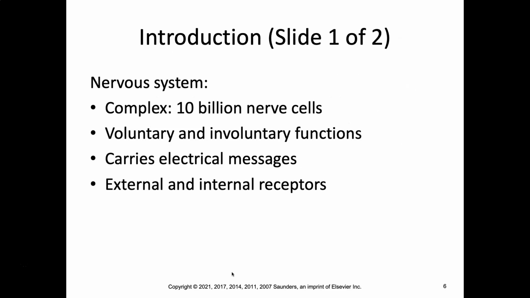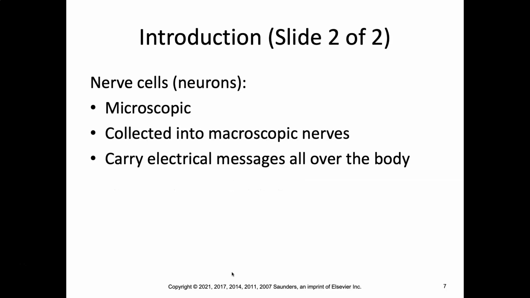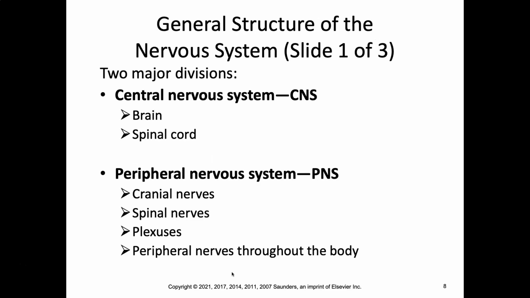So let's dive in. Our nervous system is very complex. There are over 10 billion nerve cells in our bodies. There are voluntary nerves and involuntary nerves. So make sure that you're aware of those two different functions, and what's the difference between those two, because you'll need to know that. They carry electrical messages, and they have internal and external receptors. The cells themselves are called neurons. They are microscopic, and they are collected into macroscopic nerves. They carry those messages all over our bodies.